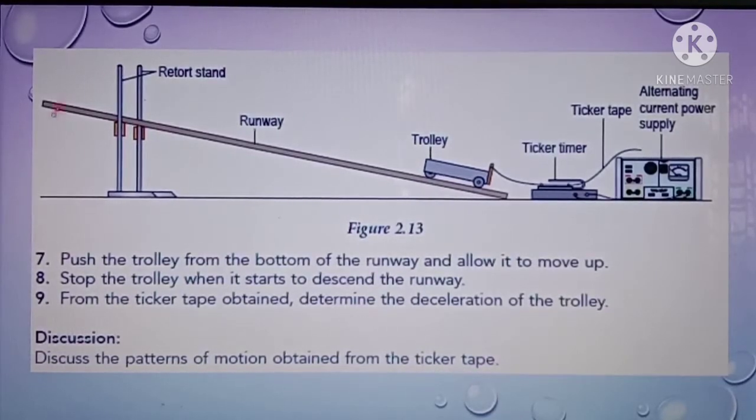So the first activity, we want to observe what happened when we increase height. So you can see the trolley move down at higher velocity. So we can determine the velocity, average velocity or acceleration. And then we move it reverse direction, so the trolley will decelerate. So from the ticker tape that produced, we will calculate the velocity or acceleration of the trolley.